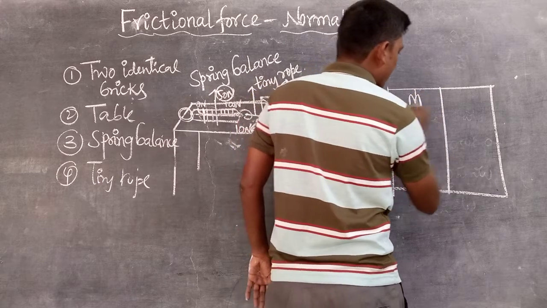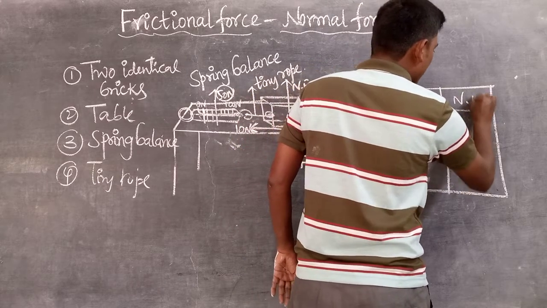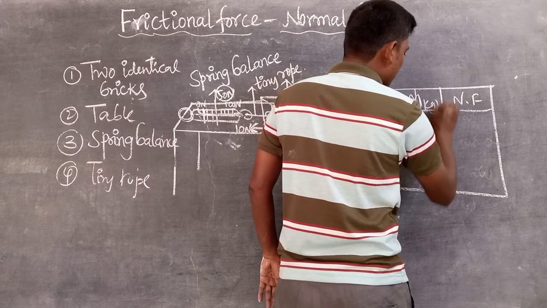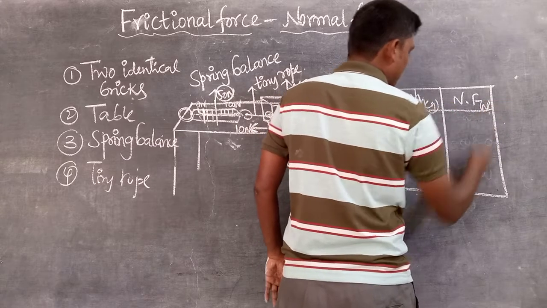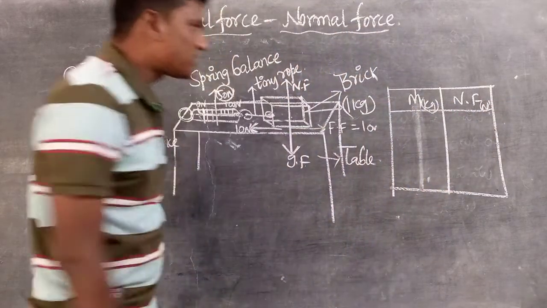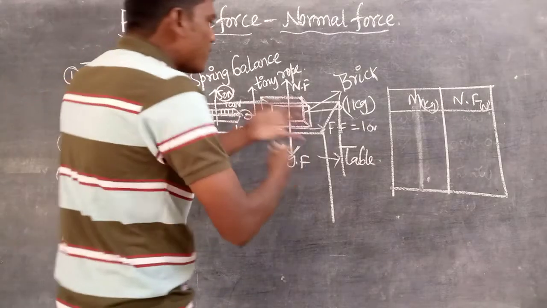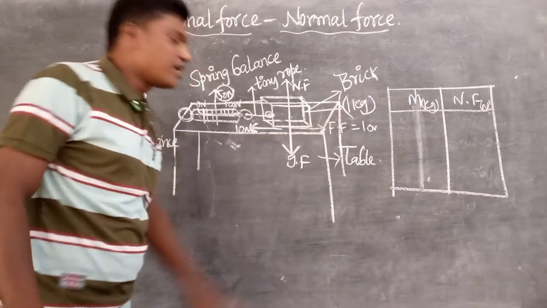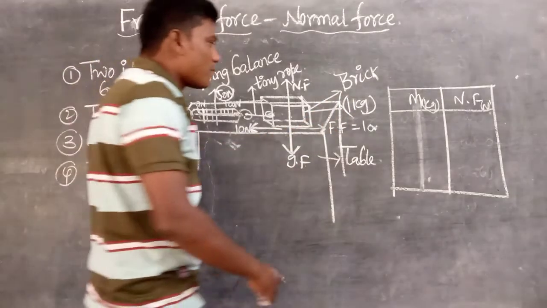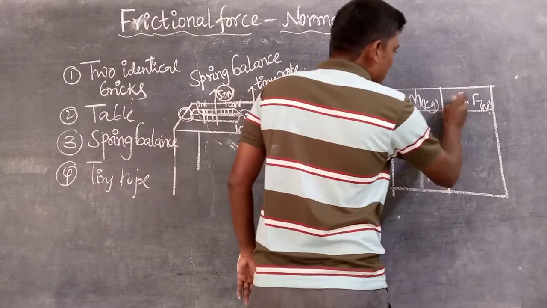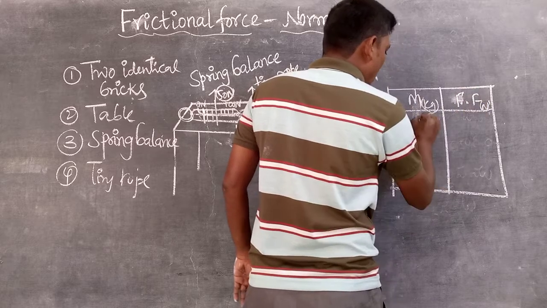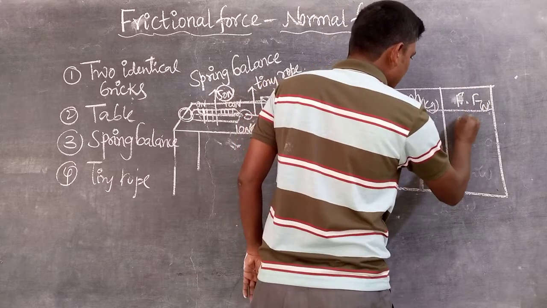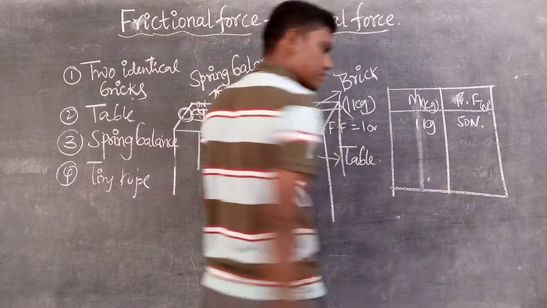50 Newton. So the mass of a body is in kilograms, and force is in Newtons. Here you are observing that we cannot observe the normal force directly, but you observe it by way of the frictional force. Here, for 1 kilogram, the frictional force is 50 Newton.